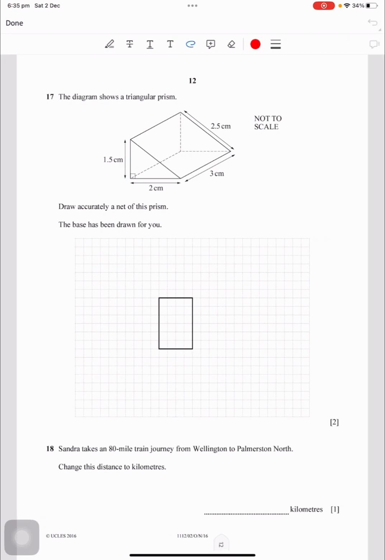Question number 17. The diagram shows a triangular prism. This is not to scale. Draw accurately a net for this prism. The base has been done for you. So this is the base right here, and we need to draw this. Again, you do need to use a ruler. So let's see. I think we can first draw it like this. This is supposed to be a little bit higher like that, and now we can draw it down there like that.